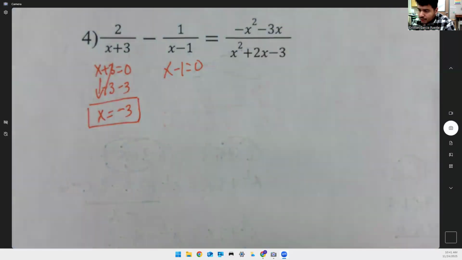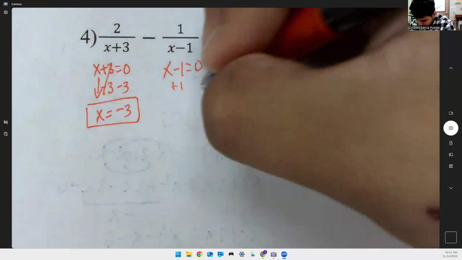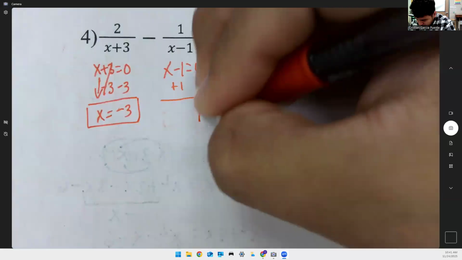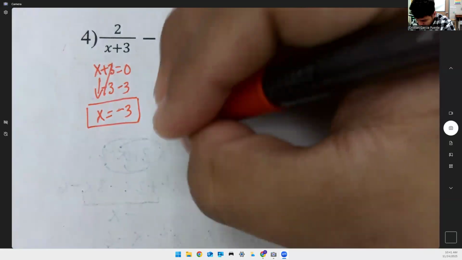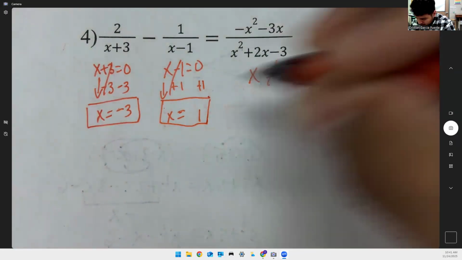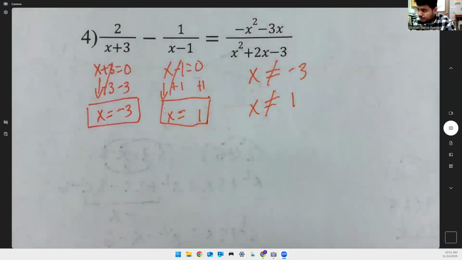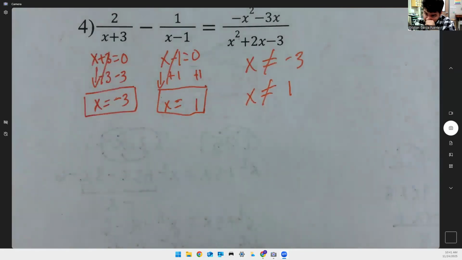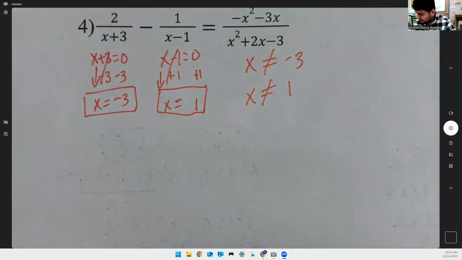Now, do the same thing. How do we get rid of the negative 1? You add 1 on both sides. So plus 1, 0 plus 1 is 1. And the x is going to drop down, so x is going to equal 1. So x cannot be negative 3, and x cannot be 1. And now we're just going to do what we were doing earlier, and then just do our cross multiply.